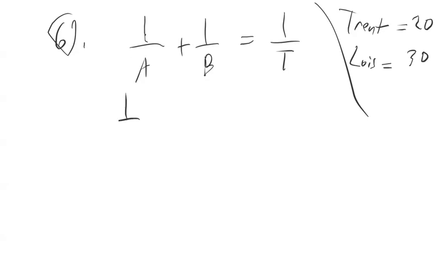So person A is Trent, so put 1 over 20. Person B is Lois, so put 1 over 30. And then you want to know how long it will take them together, but you don't know how long it will take them, so you don't know what to put in for t. So t is the unknown value.